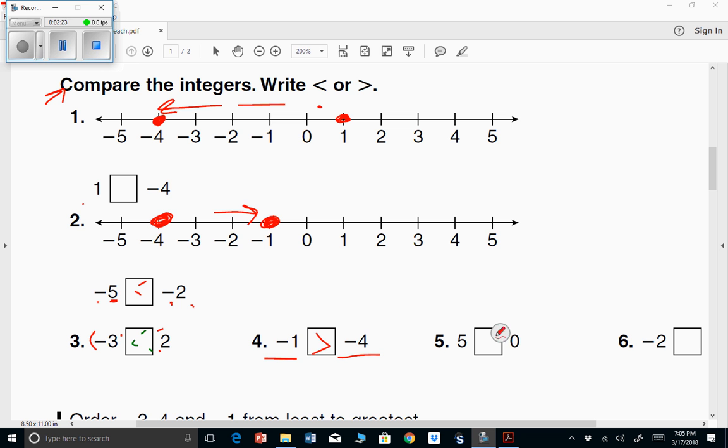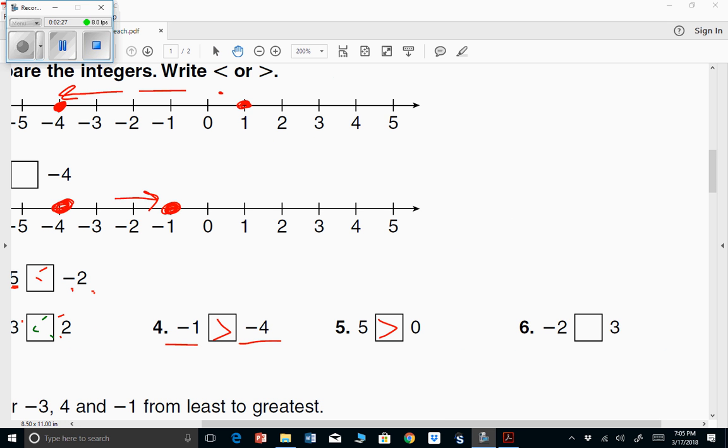We should know that 5 is greater than 0, and -2 is less than 3. A negative number is always going to be less than a positive number.